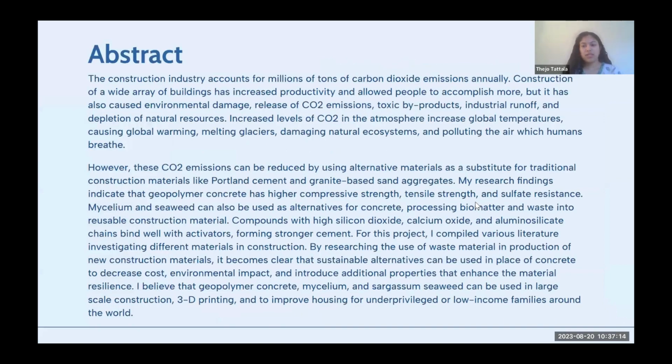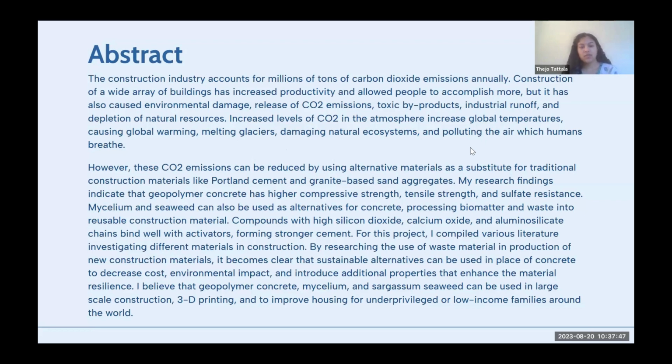So my topic was based on waste-based alternatives. The construction industry accounts for millions of tons of CO2 emissions annually, and it has a wide range of negative consequences like industrial runoff, toxic byproducts, and depletion of natural resources. It can also cause global warming, melting glaciers, damaging natural ecosystems, and polluting the air which humans breathe. But these can be reduced by using substitutes for traditional construction materials.